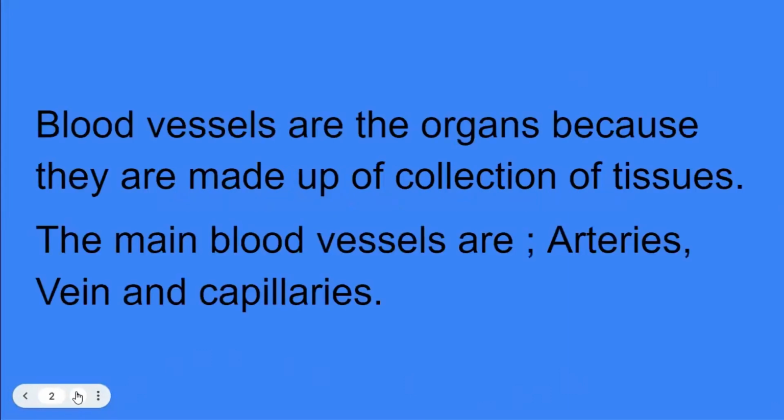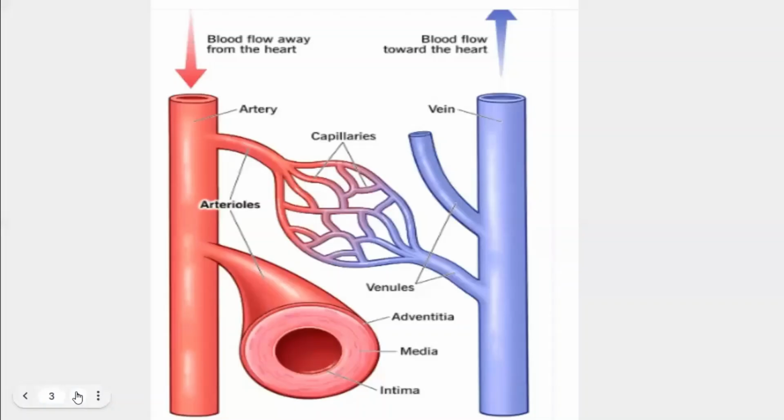So, blood vessels are actually organs. They are tube-like structures coming out of the heart and going back to the heart. And they are organs because they are made up of a collection of tissues. And the main blood vessels are the arteries and the veins, and the fine branches which make connections between arteries and veins are called capillaries.